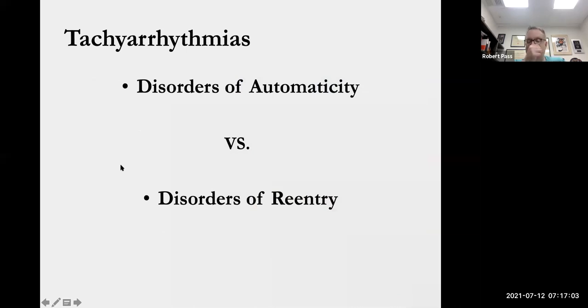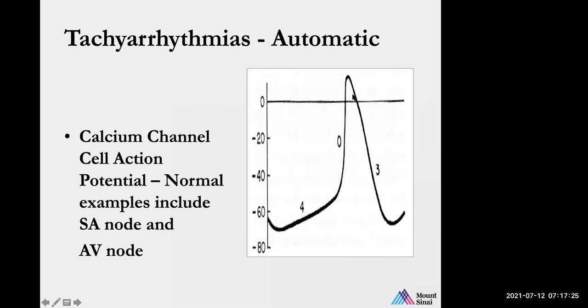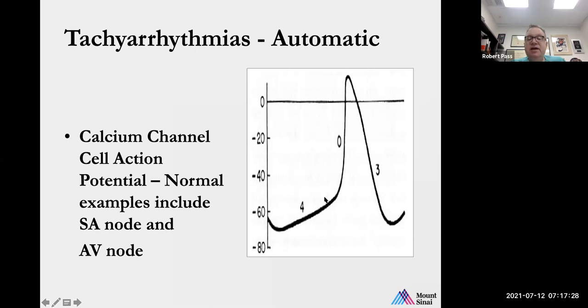Okay, so let's move on now to tachycardias. And again, as I mentioned earlier, there are disorders of automaticity and disorders of reentry. And that's how one ought to think about these when assessing EKGs or rhythm strips. Just to remind you from physiology, we have calcium channel cells in our heart, and they have a very high degree of automaticity. And the area in the heart that has the fastest or the most degree of automaticity in most healthy, normal patients is the SA node. And the next most automatic area would be the AV node, or the level of the bundle of His.